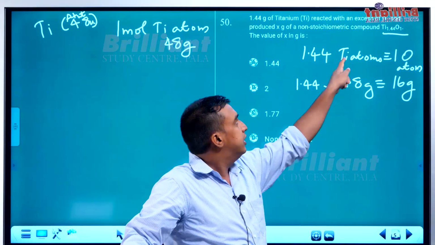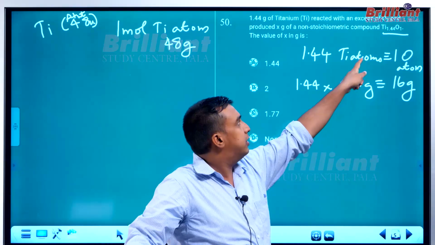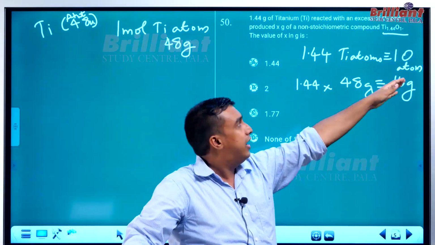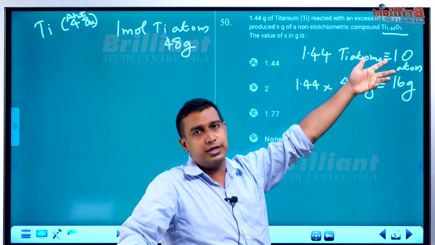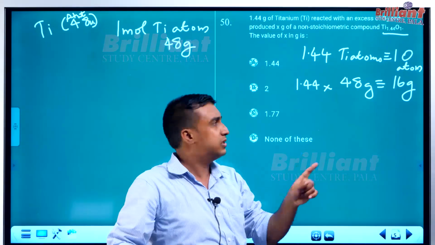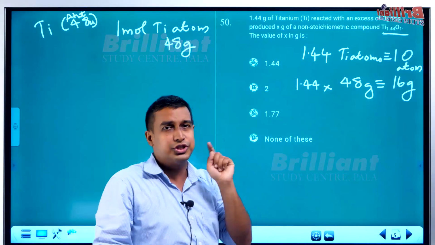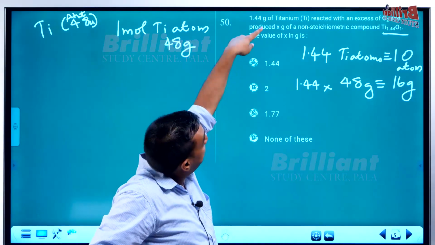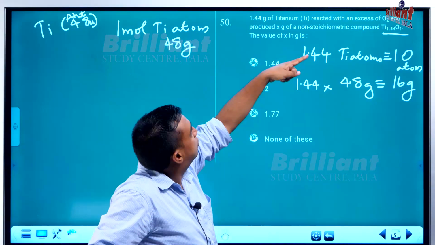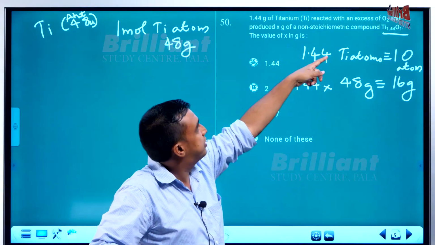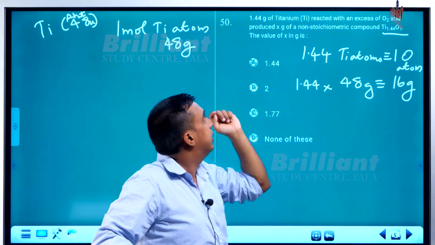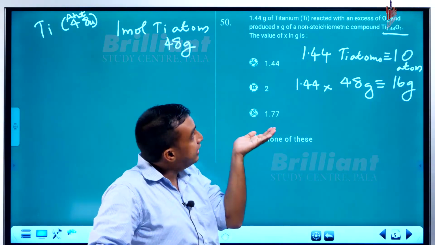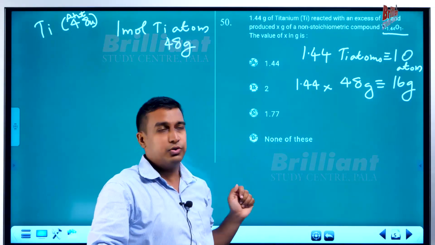1.44 is there. Instead of taking 1 titanium atom, I take it as 1 mole so that I can write it in gram. And instead of taking 1 oxygen atom as 16 U, I take it as 1 mole oxygen atoms, and 1.44 is there. So there is no issue. What is being asked? 1.44 gram of titanium reacted with an excess of O2 and produced X gram of a non-stoichiometric compound Ti1.44O1. The value of X in gram, so it is the total weight of that particular compound that is asked.